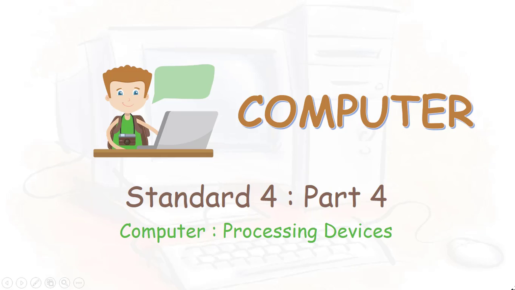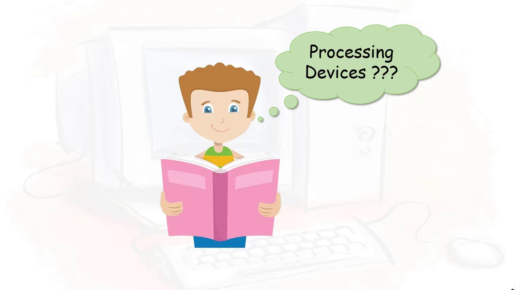Hello students, in our last lecture we learned about output devices, and today we are going to learn about processing devices. Actually, we can say it is a processing device because only one device works as the processing device in the whole computer system. Then what is a processing device? Can you tell me how you can define that a device is or is not a processing device?